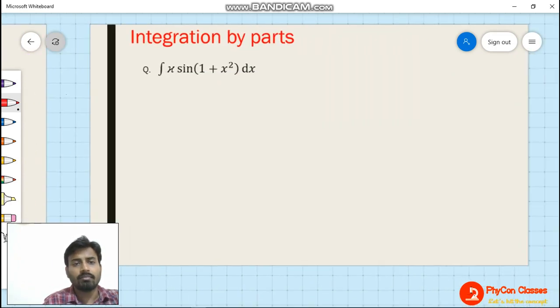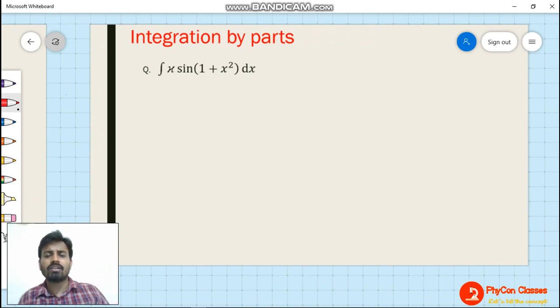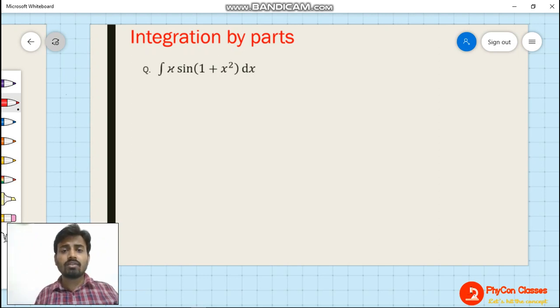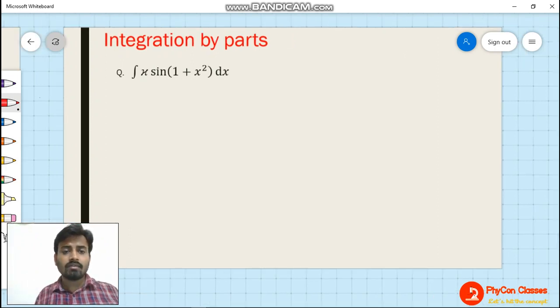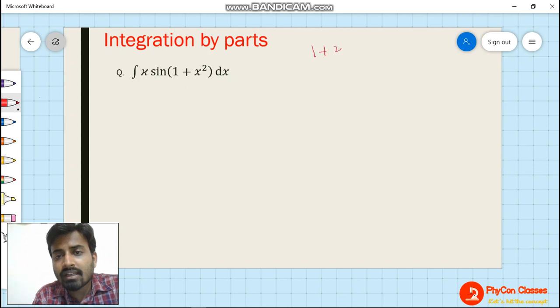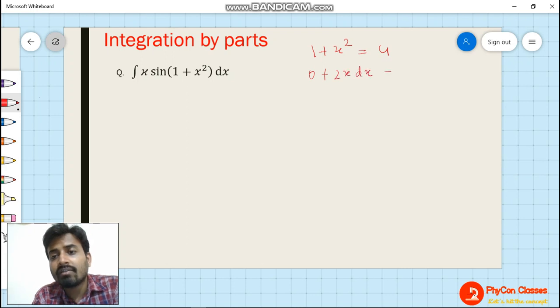Okay. So now coming to this second problem. So this is x sine 1 plus x square. Again it is a complex one, right? So when it is complex, we can go for integration by parts, or we can say we can assume some of the quantity as some another variable. Let us take again 1 plus x square is equal to u. Now in this case, differentiate both sides. Differentiation of 1 is 0 plus differentiation of x square will be 2x, then dx will be equal to differentiation of u will be du.